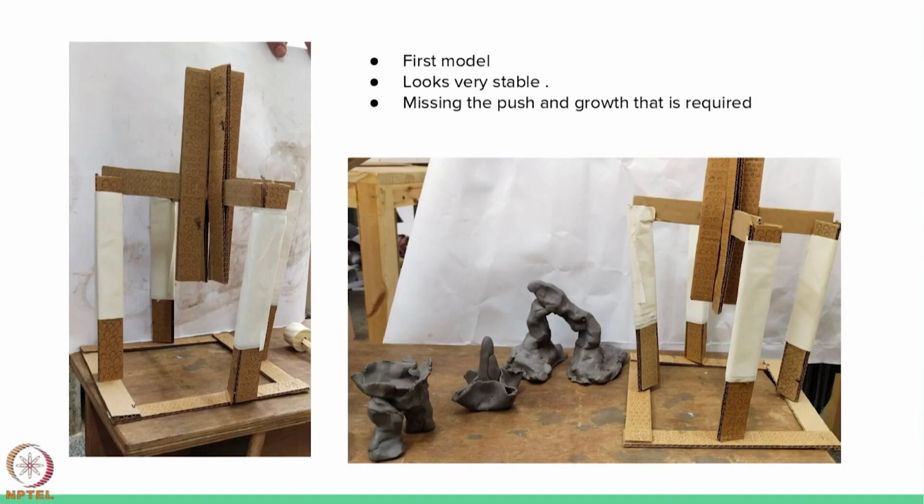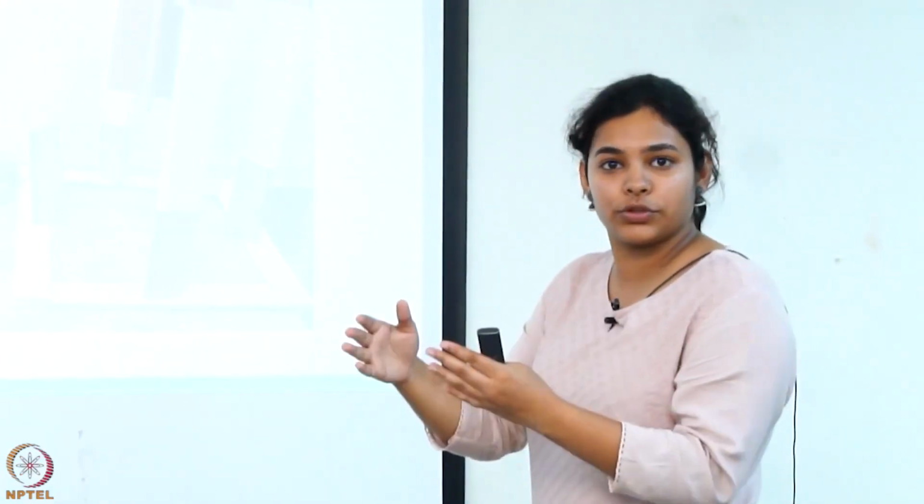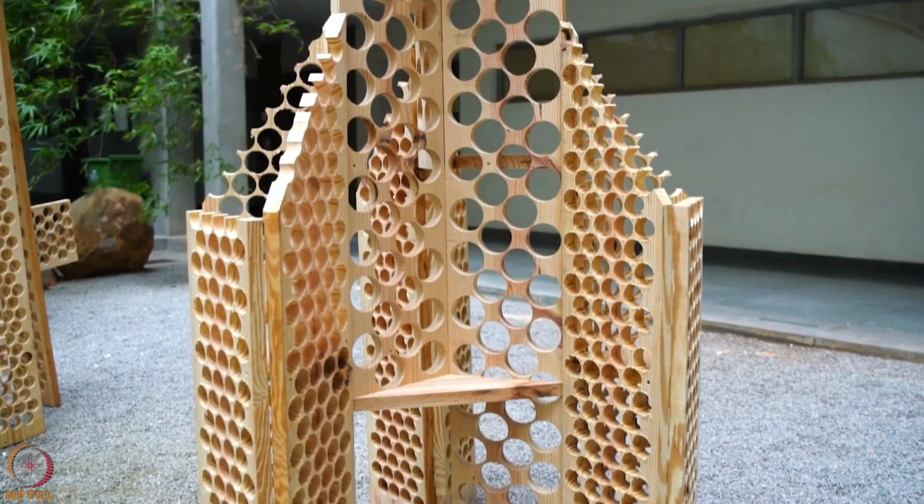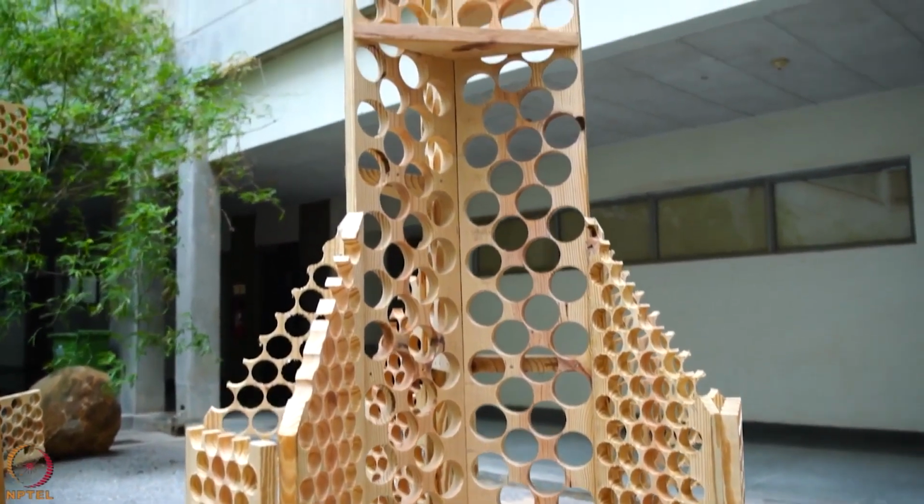We found out that this was very stable. It did not represent the pushing forward part. So we switched it and made some changes to it, in which we wanted to show this upward push and this radiance that is there. And we came up with the final structure, the installation.